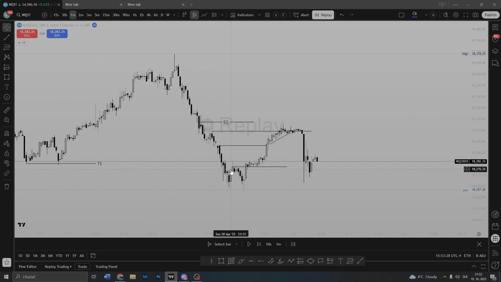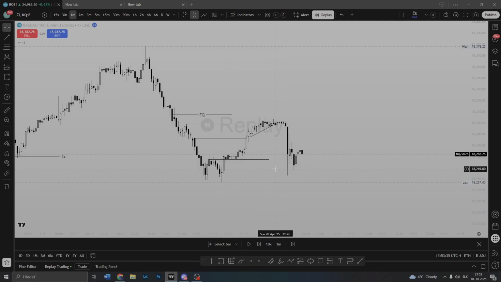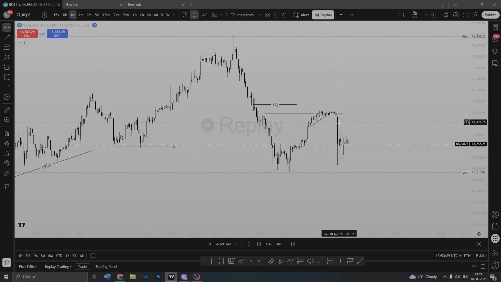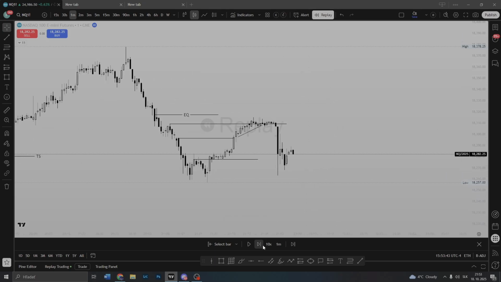So now, one idea, if this is the manipulation, possible turtle soup and fair swing, since we did not take this low for now. So this brings me the idea this might still be fair swing, but we will see. Okay, big candle. And yeah, okay.